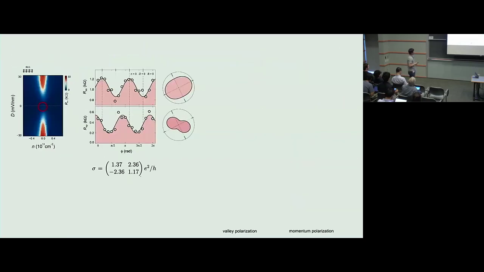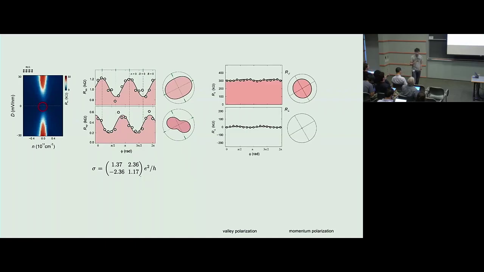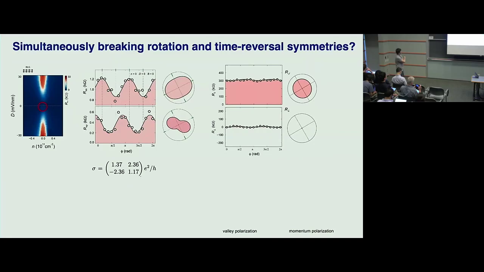Okay, so we can look at this a little more carefully at the state at n equals 0, d equals 0. That shows large anisotropy and also a time reversal symmetry breaking term. If you tune away from n equals 0, d equals 0, very quickly the anisotropy goes away, the oscillation in the longitudinal channel goes away, and also the offset in the Rxy channel goes away, right? That suggests that rotational and time reversal symmetry might be broken simultaneously, right?